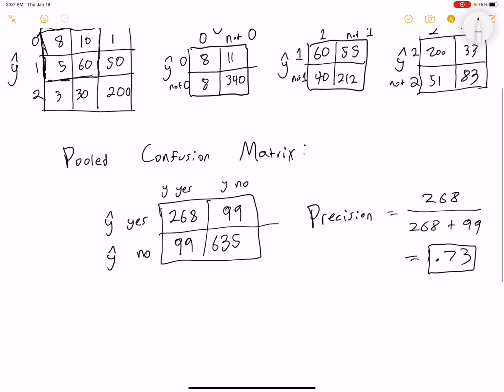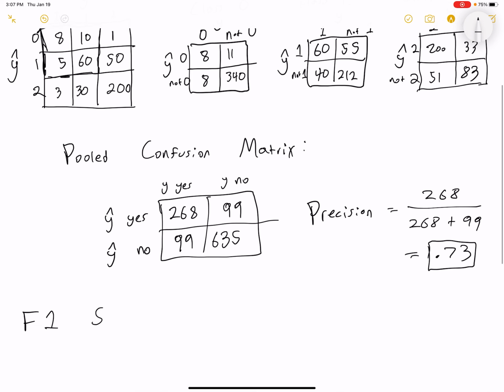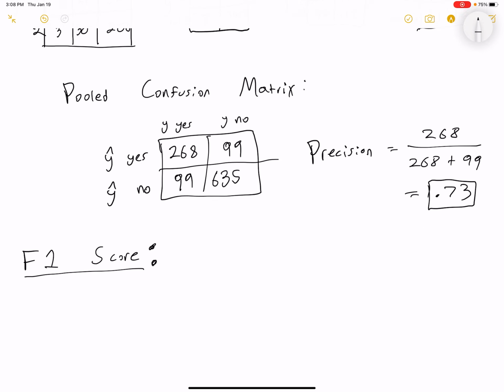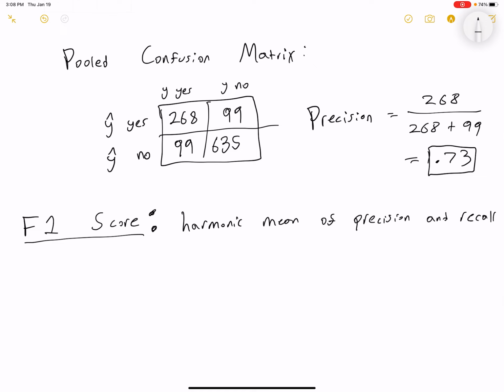Okay, so F1 score is something that I actually was planning to cover earlier and I accidentally skipped through it. This is a common evaluation metric in machine learning. It's used all the time. Instead of reporting precision and recall, we can take what's called a harmonic mean of precision and recall, which gives us the following formula.